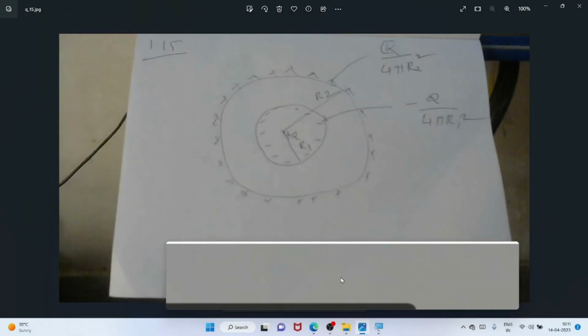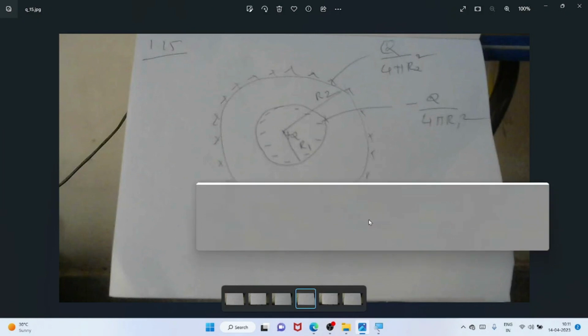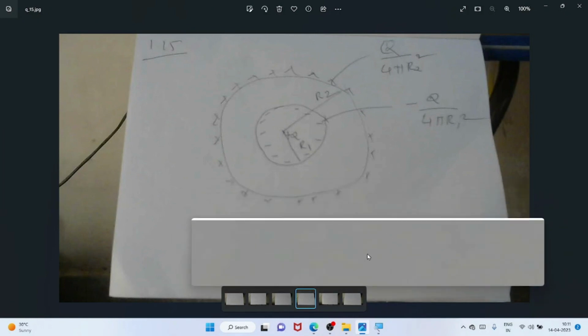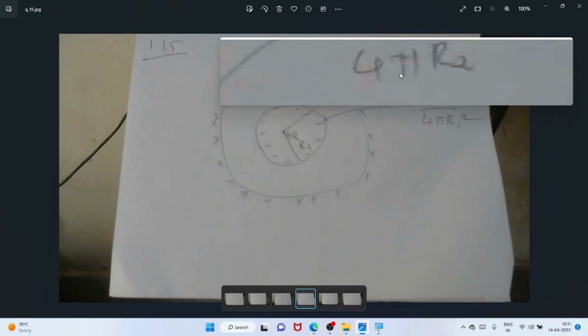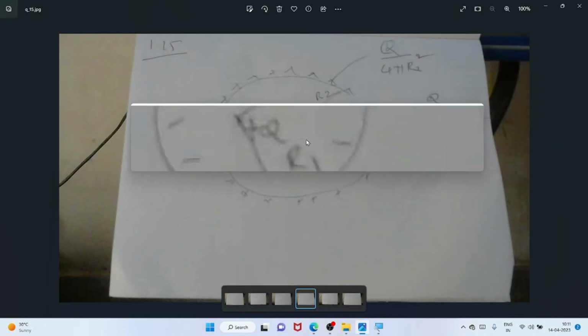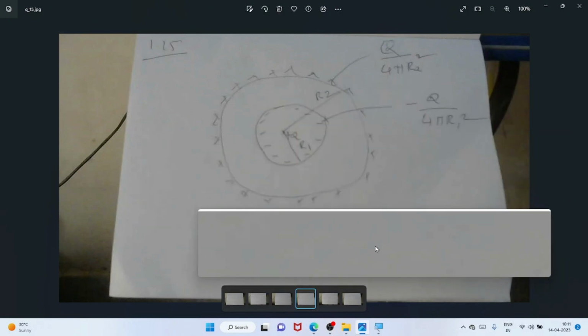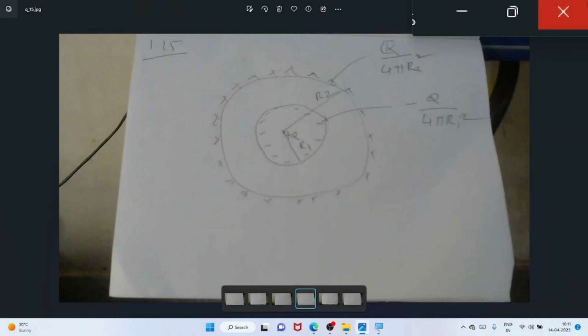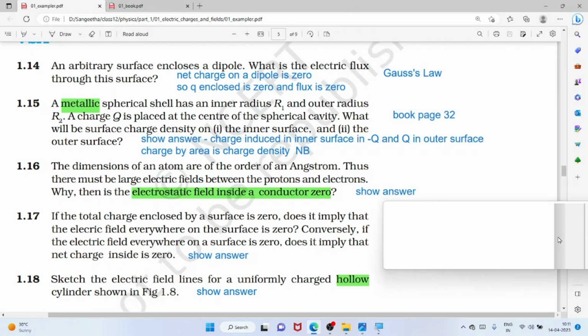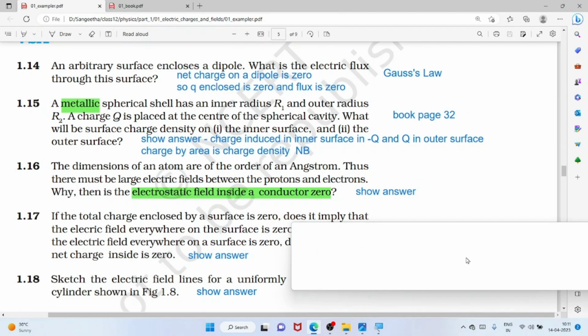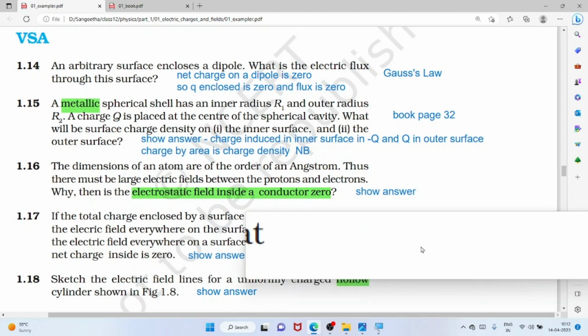Okay, this is like this only. They are asking what is the charge on the inner and outer surfaces. This radius is r1, this is r2. Charge divided by the area is the charge density. Minus q is on the inside surface, so minus q divided by 4 pi r1 square, and the outer surface is this.